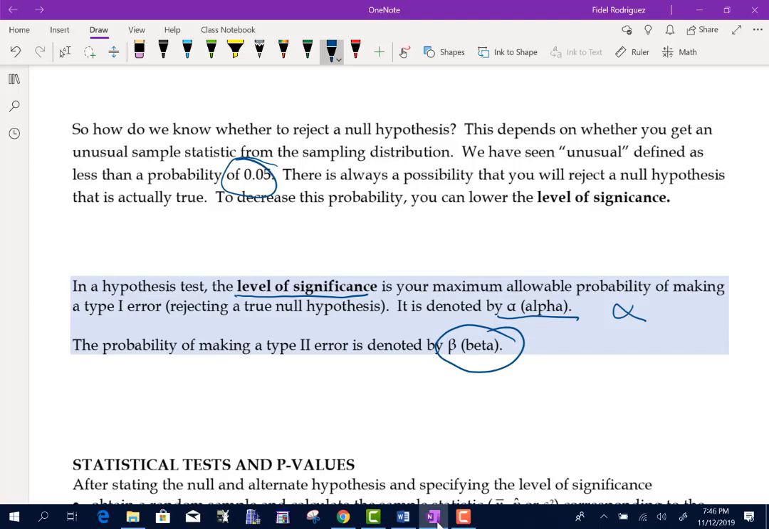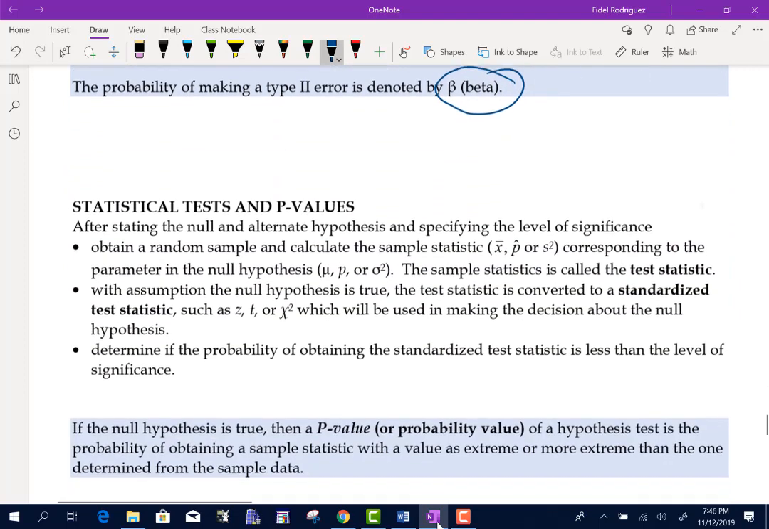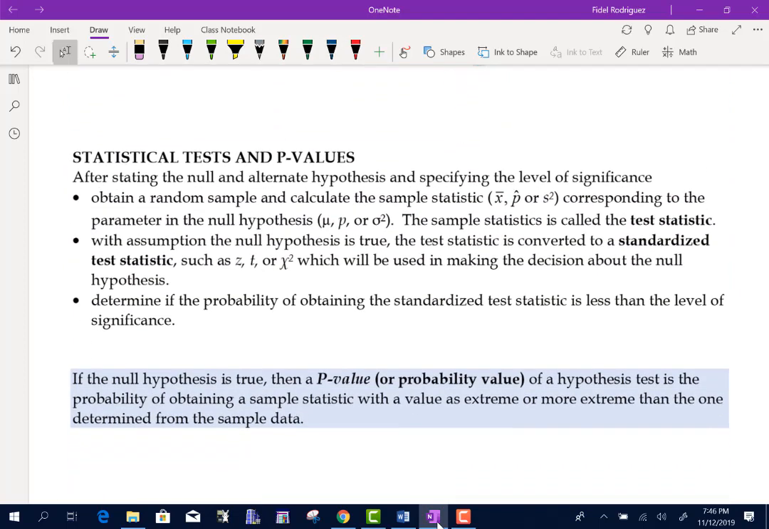Okay. So I'm going to keep reading a little bit here. It says, after stating the null and alternate hypotheses and specifying the level of significance, we're going to obtain a random sample. We're going to calculate sample statistics using x bar or p hat or the sample standard deviation. I'm sorry, the sample standard deviation squared.